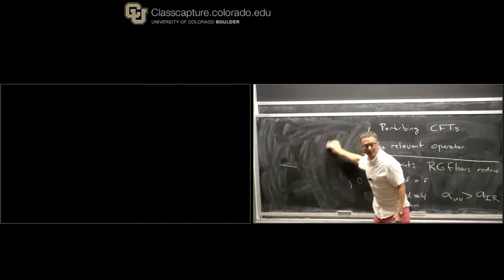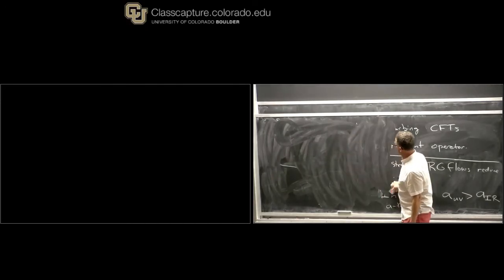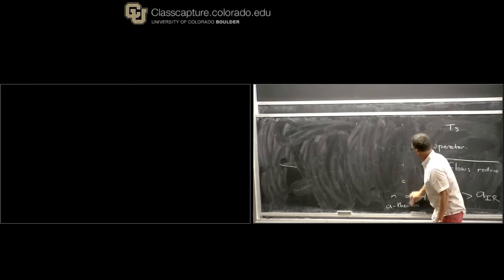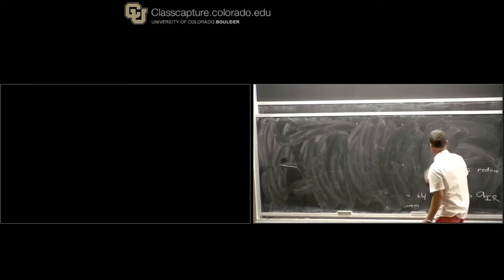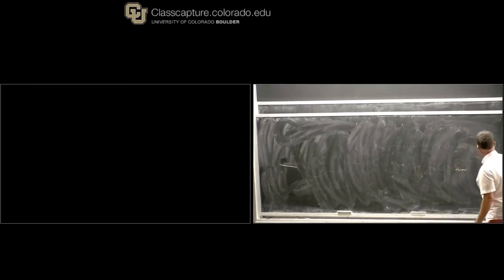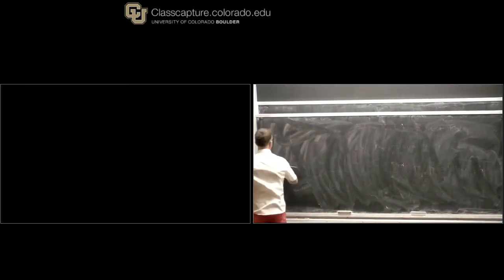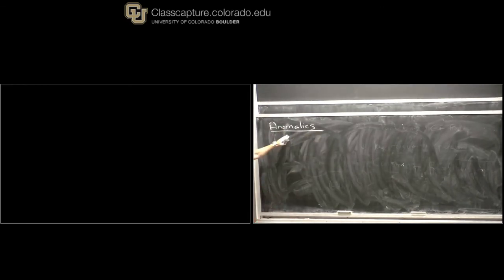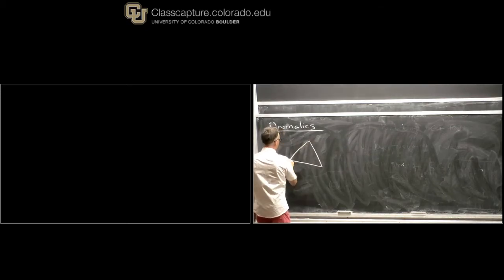Okay, I wanted to spend a few minutes on anomalies and just to emphasize the difference between the different kinds of anomalies. As you know, in four dimensions, anomalies are related to triangle diagrams. At least in perturbation theory around free fields, that's how we could compute them. So we could look at a triangle diagram, and then we could put currents at the vertices of these triangles, and there are fermions running around in the loop. So for example, we could put the gauge currents here.